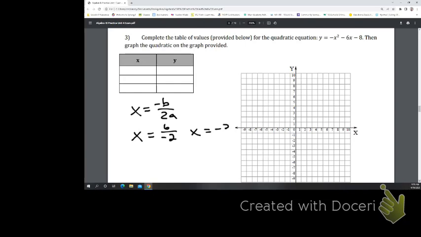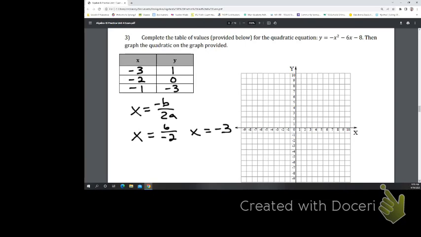So we would have -3. And then if that's -3, I'm going to do -2 and -1. And then we have 3 times to plug those in. We plug them in and get 1, 0, and -3.